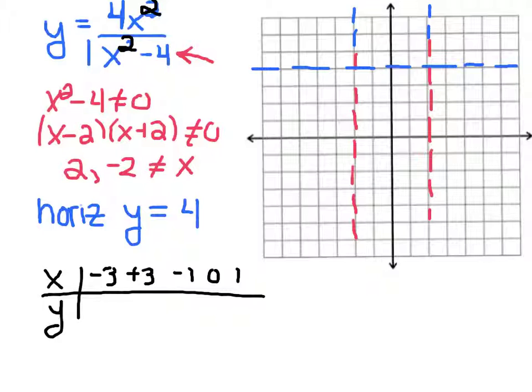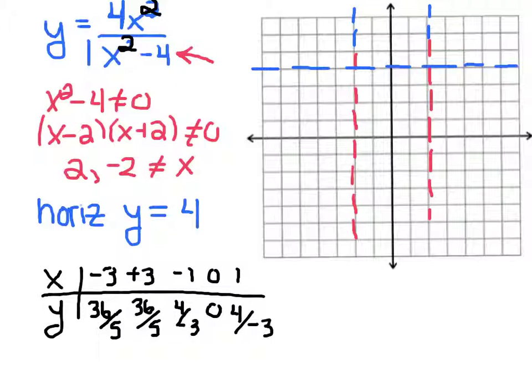At negative 3, I've got 36 divided by 5. At positive 3, I have 36 divided by 5. At negative 1, I have 4 divided by negative 3. At 0, I have 0. And at 1, I have 4 divided by negative 3.